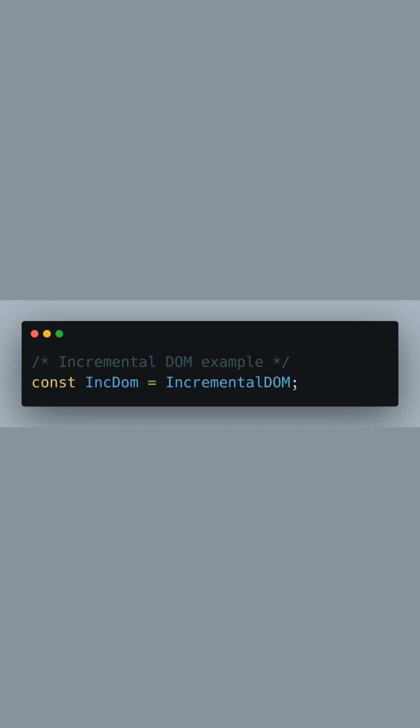Let's start with the Incremental DOM example. Incremental DOM is a library for building up DOM trees and updating them in place when data changes. First, we're assuming that the Incremental DOM library is already loaded on the page. We assign it to the variable IncDOM for ease of reference.